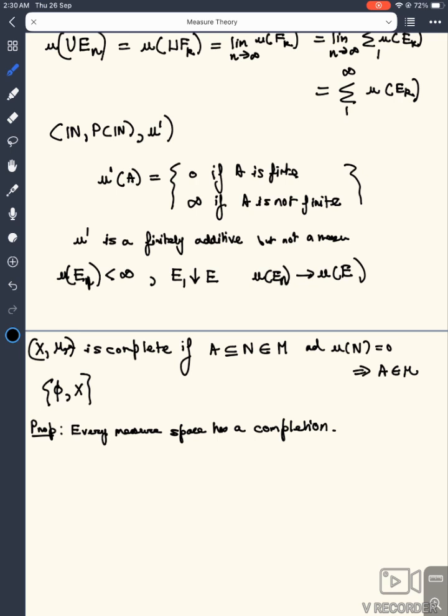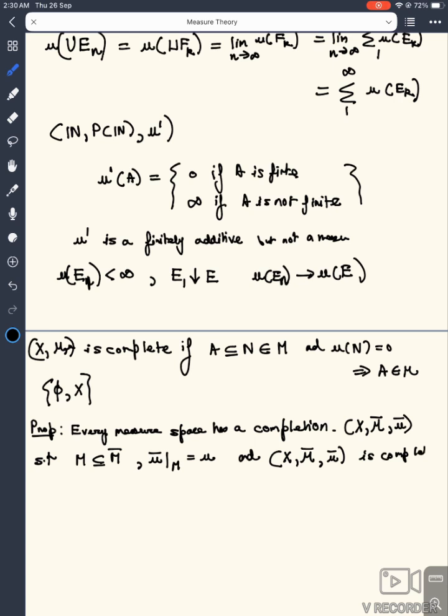So completion means that every measure is contained inside another measure space which is complete, which extends it, and it is the smallest complete measure contained. What is that? Let me write it in mathematical language now. So mu bar restricted to M is mu, and M bar contains M. Mu bar is an extension of mu, and the extension is complete. And it is called a completion if it is the smallest of its kind.